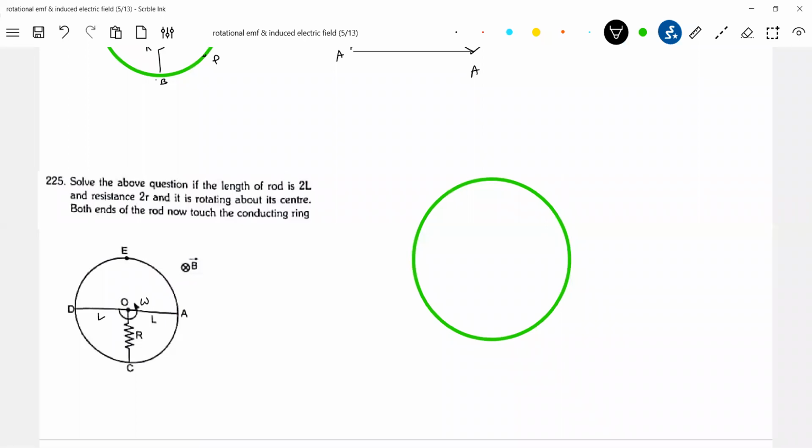Which end will be positive? If there's a rod, when I replace this rod, what should you replace it with? A cell, no? How to give the polarity for the cells? So this end should be positive, this negative, and this should be positive, this should be negative.